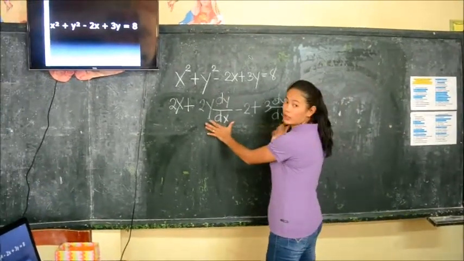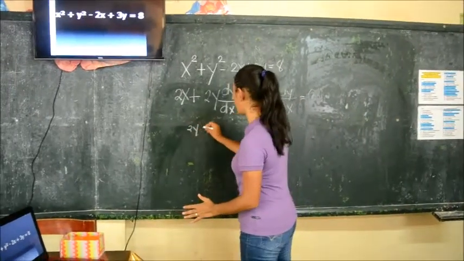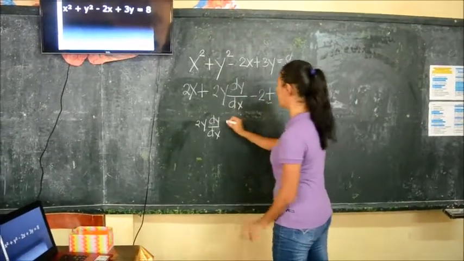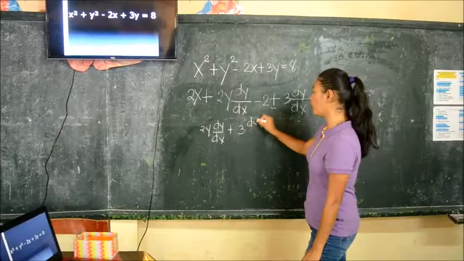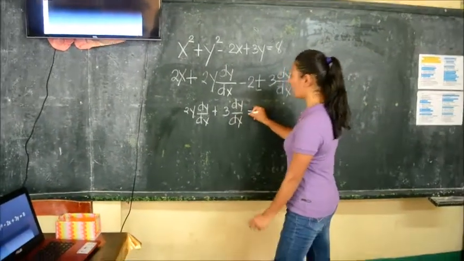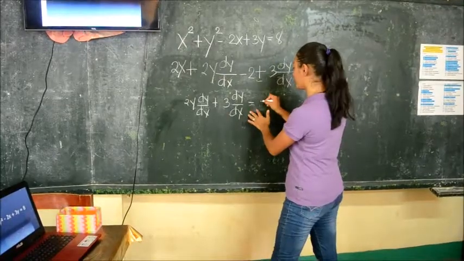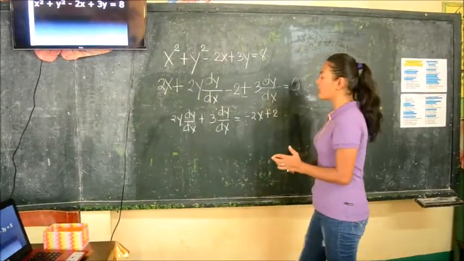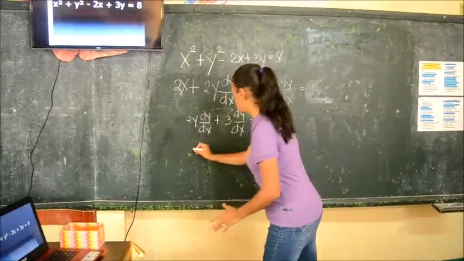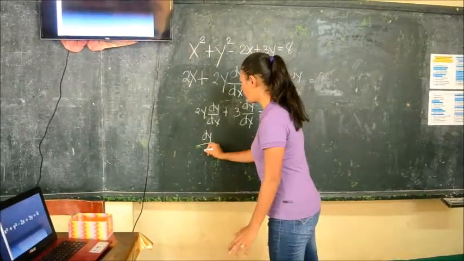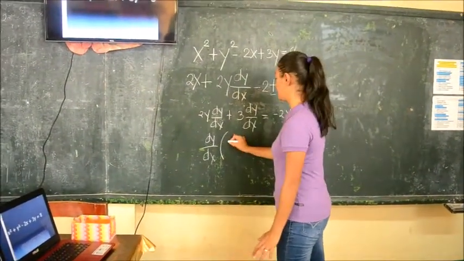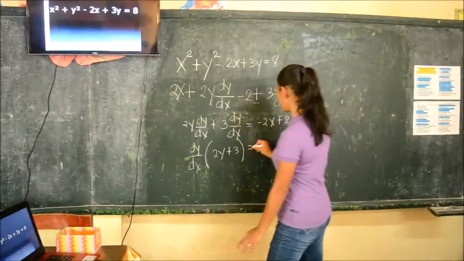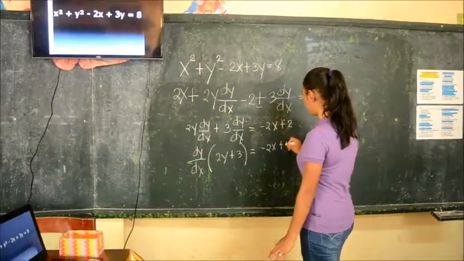Now, combine the two like terms. 2y dy over dx plus 3 dy over dx is equal to, now the 2x will become negative 2x. The negative 2 will become positive 2. Now, let's factor out dy over dx times 2y plus 3 is equal to negative 2x plus 2.